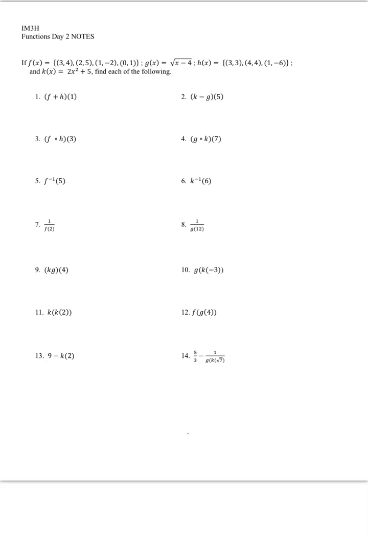Okay, so here's the video for functions day 2. Up at the top, notice that I have it looks like 4 different functions. One of them is talking about f of x, and it's just a list of ordered pairs.